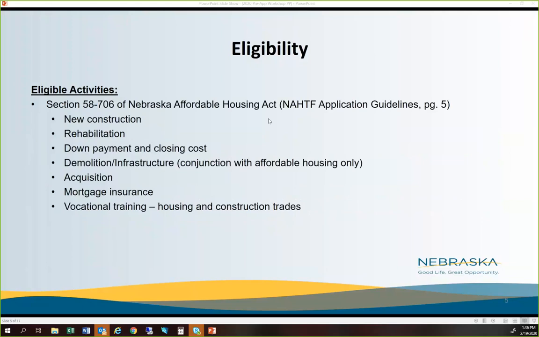Eligible activities. The full list is in section 58-706 of the Nebraska Affordable Housing Act. That's on page 5 of the application guidelines. Just a few that typically come in. A lot of times we'll see new construction, rehabilitation, down payment and closing costs, demo and infrastructure. Those should be done in conjunction with another affordable housing activity. Acquisition, mortgage insurance, and vocational training are all eligible as well.